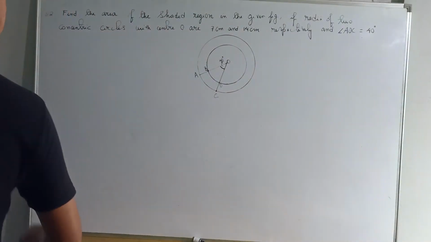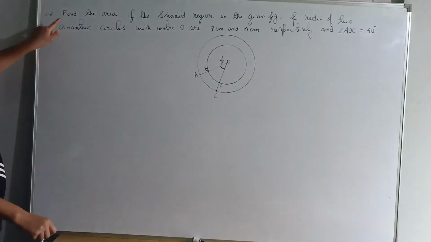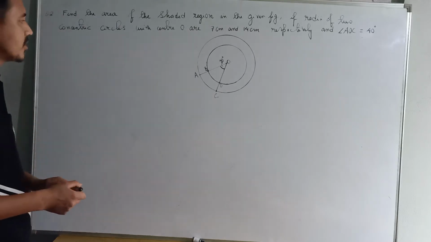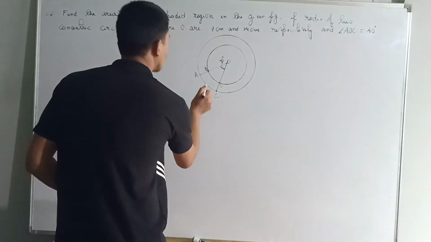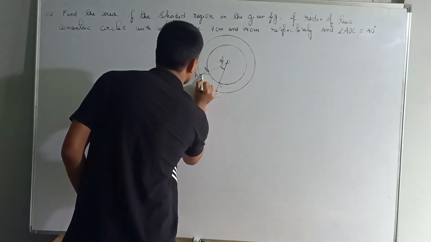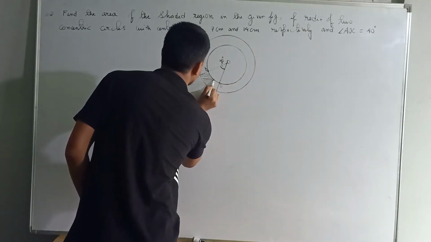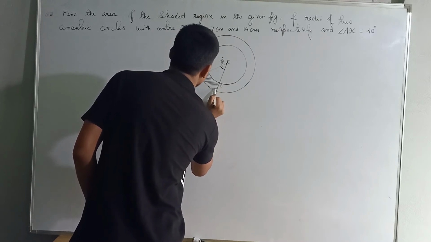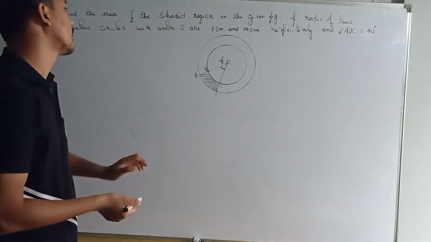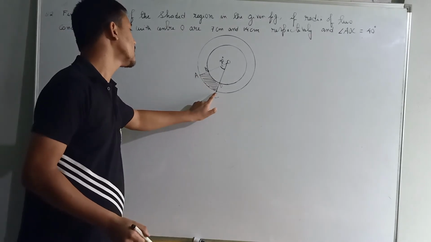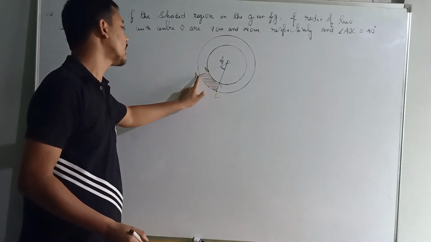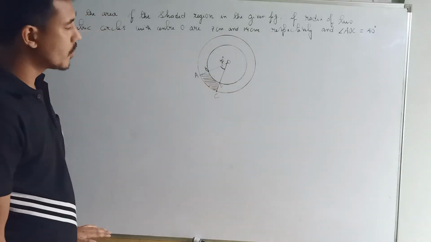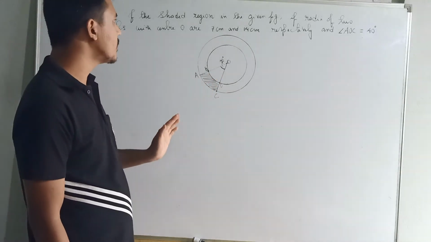Now we have question number 2. Find the area of the shaded region. This particular region, ACDB, is your shaded region. So we want to find out the area of this shaded region.